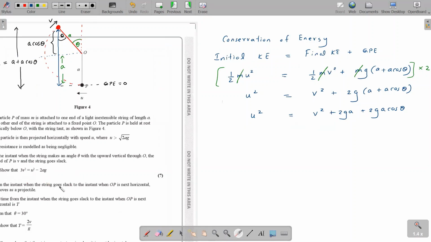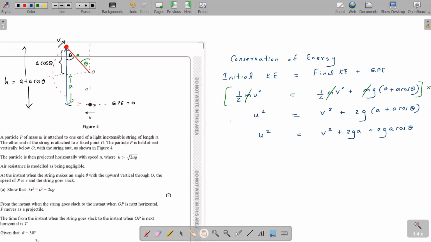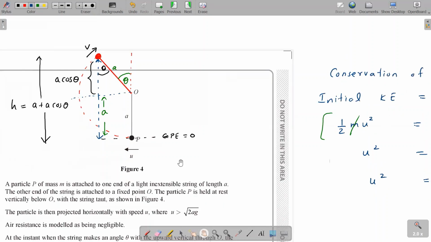We have to apply F equal ma towards the center. So at this point, when the string goes at the theta angle, we have to apply F equal ma. Can I know what are the forces acting at this point? Yeah, we have the weight. So what's the weight? Weight of the object, the particle P of mass m, is mg. What else do we have? We have the tension.